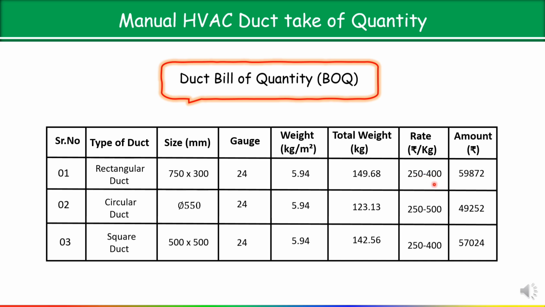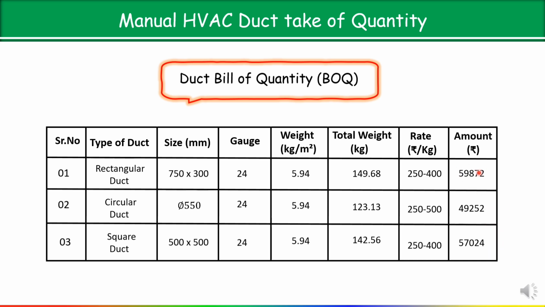So if you calculate the total amount in rupees, how much? Just total weight multiplied by rate. So you will get the amount 59,872 for rectangle duct. For circular duct 49,252, and for square duct 57,024. So when you compare these three shapes of duct, you can see the cost of rectangle duct is high as compared to circular and square duct.